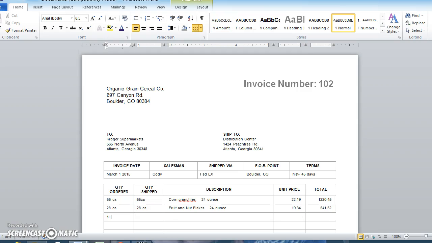Then ordered was 41 cases. Shipped was only 22 cases. And those were the rice and wheat flakes. There were 16-ounce packages. The unit price was $21.14, and the total is $465.08.